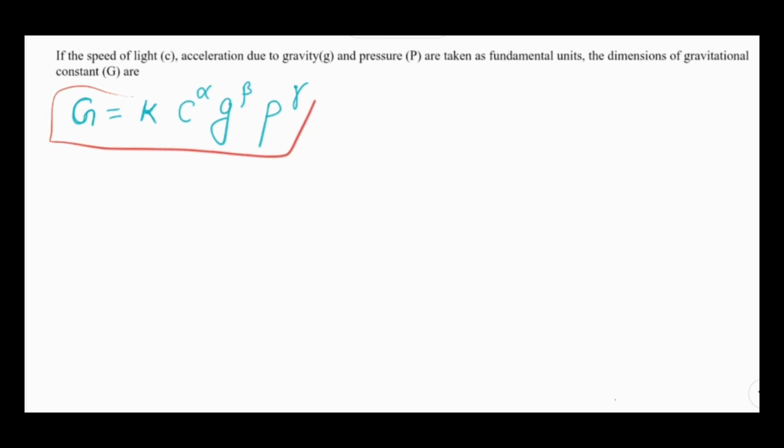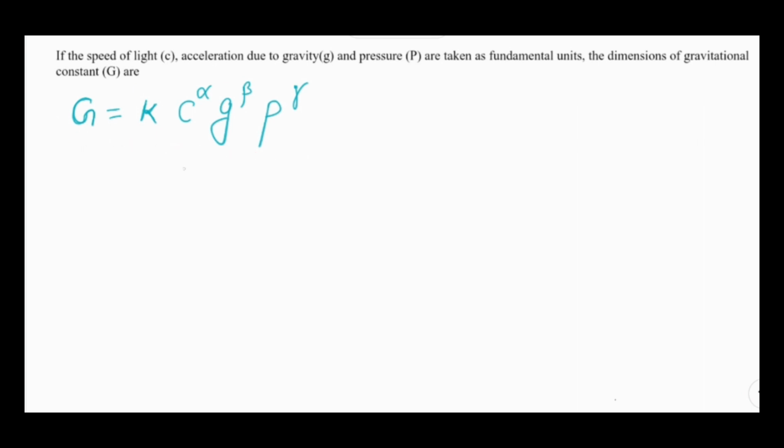So we need to assume that the gravitational constant G is dependent on these quantities. I am assuming G = k c^alpha g^beta p^gamma, where k is a dimensionless constant. So I have assumed that the universal gravitational constant G is dependent on these quantities c, g and p with powers alpha, beta and gamma respectively. This is the first thing we need to do in order to solve this question.